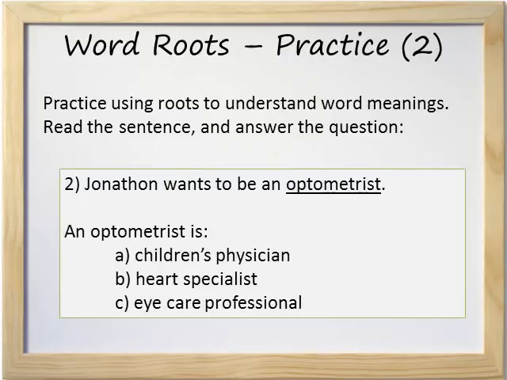Number 2, Jonathan wants to be an optometrist. An optometrist is A, a children's physician, B, a heart specialist, or C, an eye care professional. Again, we don't need to know the word optometrist. If we just know the root, opt, we can guess the correct answer. The correct answer is C, an eye care professional, and we can guess that because opt means eye.